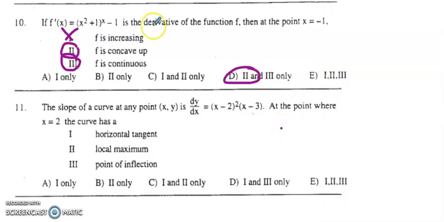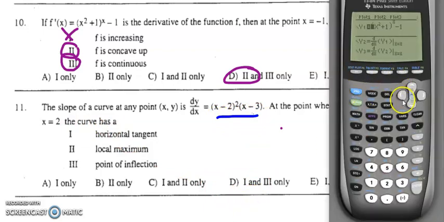All right, next problem. They're giving us the derivative and they want to know what's happening at x equals 2. So I'm going to go ahead and graph this as well. Delete the one I had in there before, and I'm going to plug in (x minus 2) and square that term. And then my next term is (x minus 3).